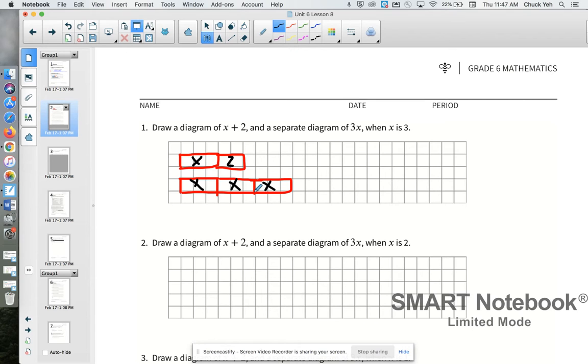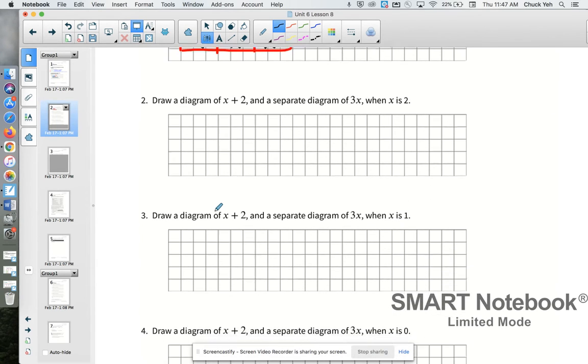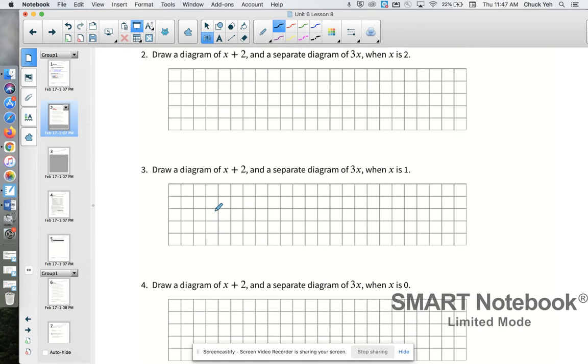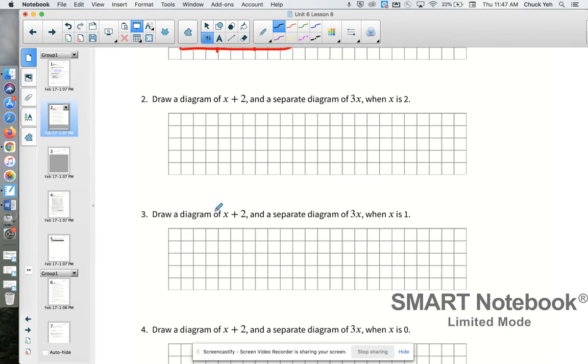So again, if you're doing this in your notebook, it's okay. Just make a tape diagram and make sure you have the units there. All right? So go ahead and try to do 2, 3, and 4. And then when you're ready, unpause it and see what you got. Okay?